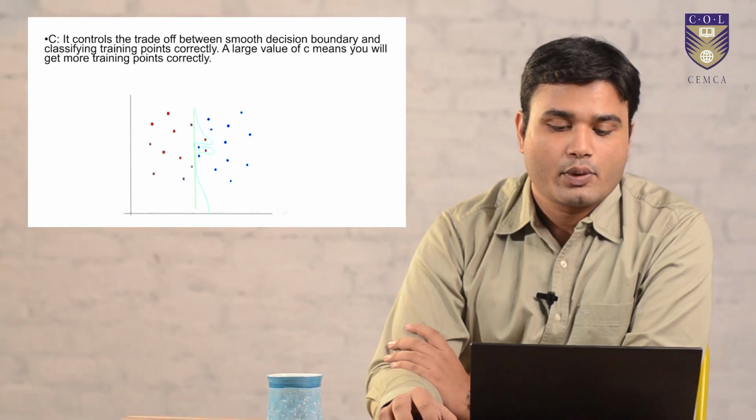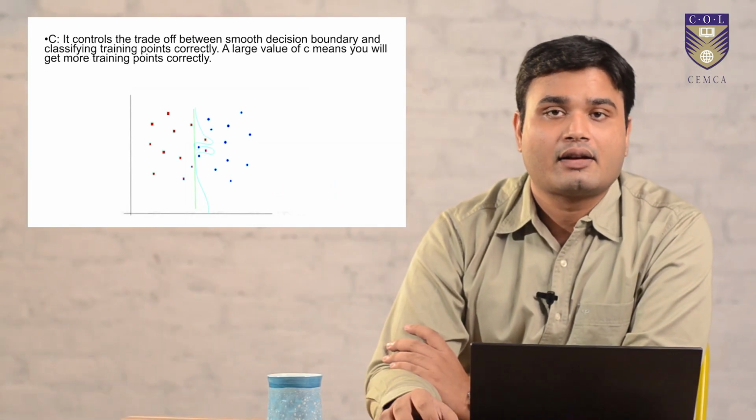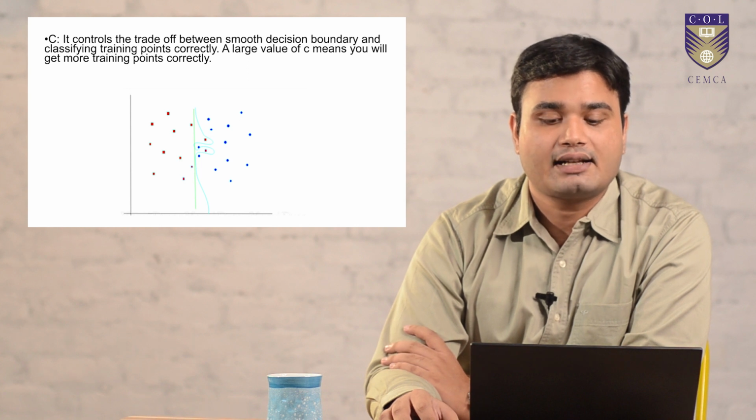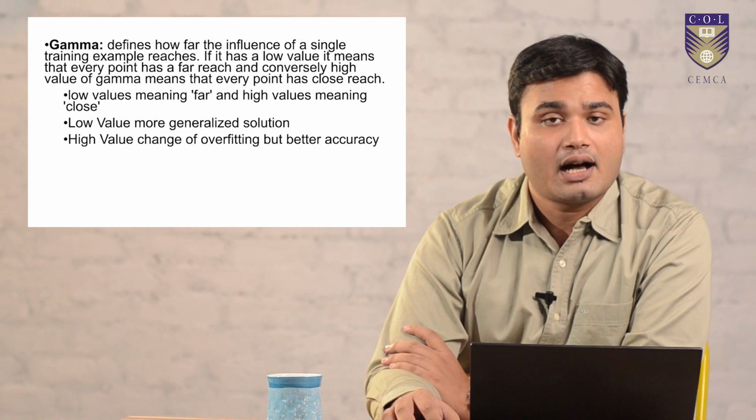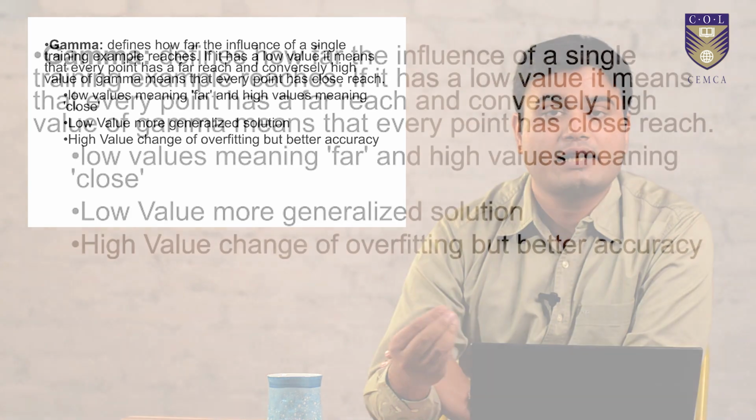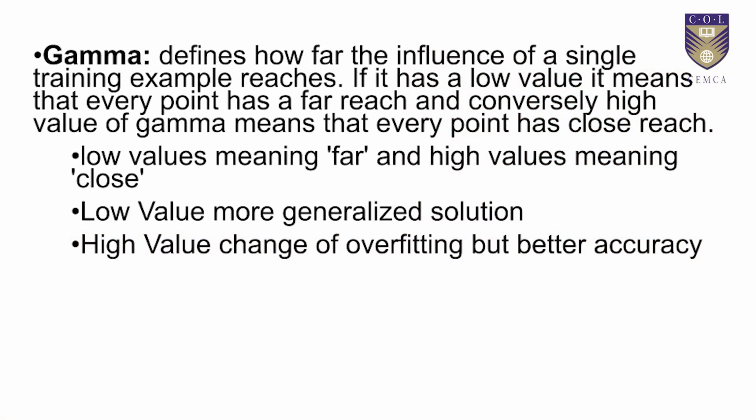So with that, we would come to the second parameter that we must keep in mind, and that is known as gamma. Gamma is actually the influence that a particular point has on the decision boundary that is being generated. So if the value of gamma is very low, we will be coming up with a generalized solution, because even the furthest away point would have a significant impact on the decision boundary that is being created.